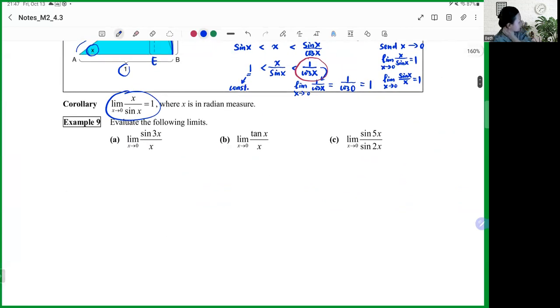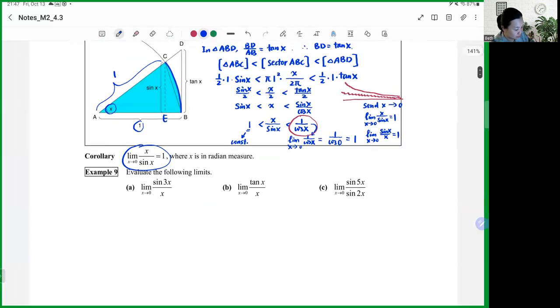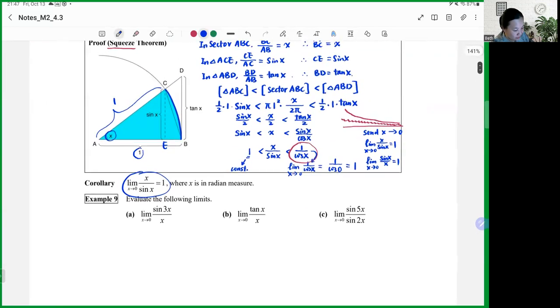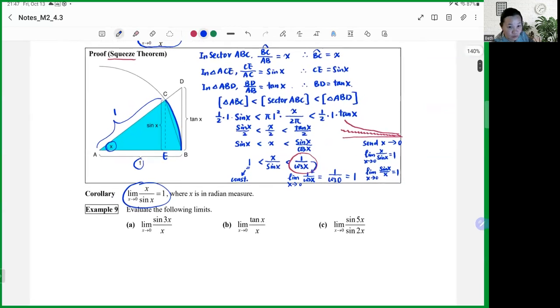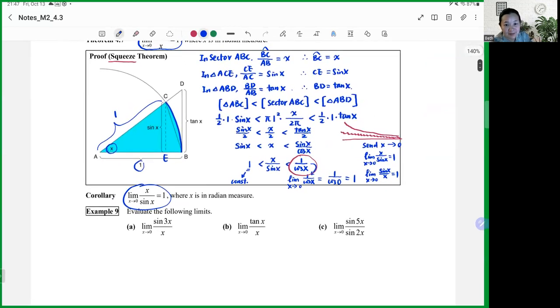Example 9. Now this one you have to learn how to apply. It's not just the proof, which is maybe just to broaden my math knowledge. But this example 9, you actually need to learn the technique. So how do I find these limits? When you look at them, you can see they are trigonometric functions, right? How do I find the limit?